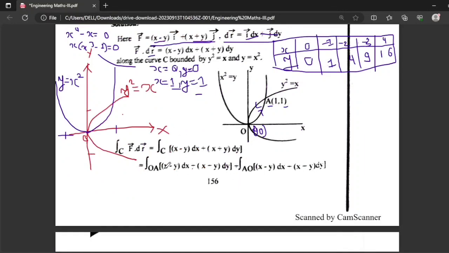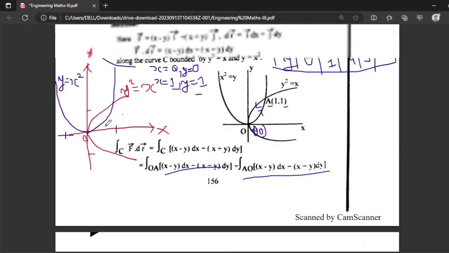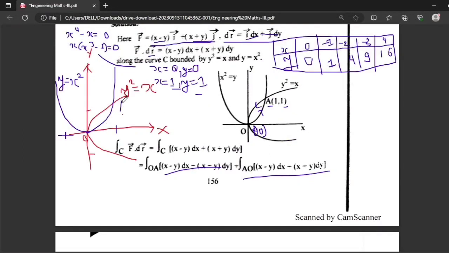That is integration from O to A of f dr, and for A to O, integration of f dr. So along OA, we move in the anti-clockwise direction. So along OA the arrow is this. This is from A to O.